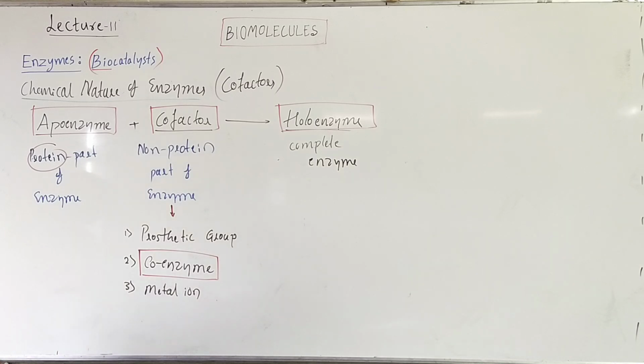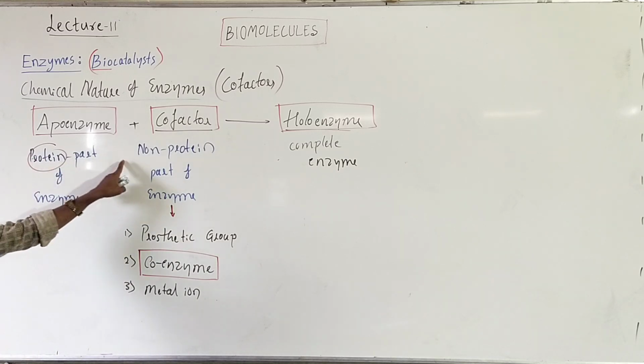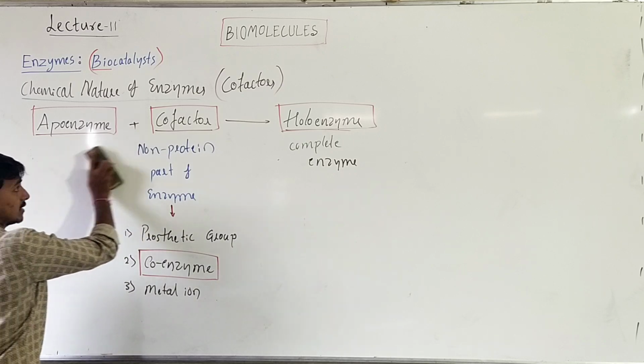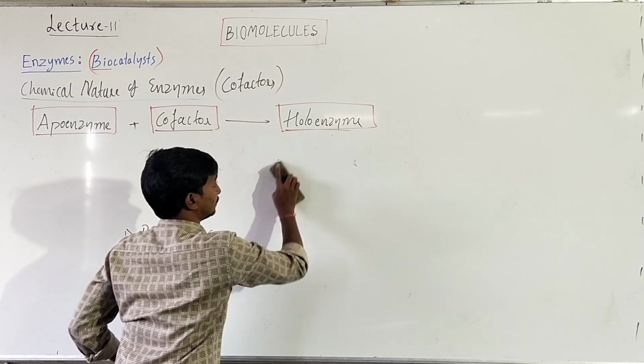So we'll discuss all these 3 in detail to understand better, right? So protein part, non-protein part, complete enzyme. We'll discuss what is prosthetic group, what is coenzyme, and then what is a metal ion.